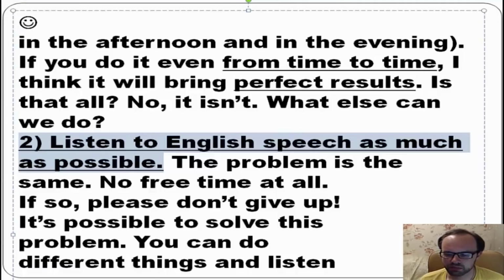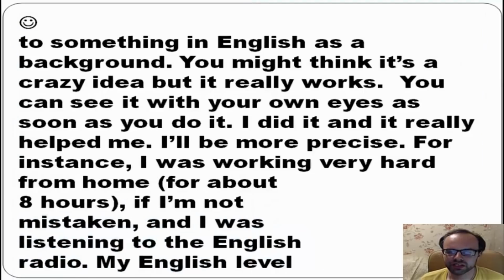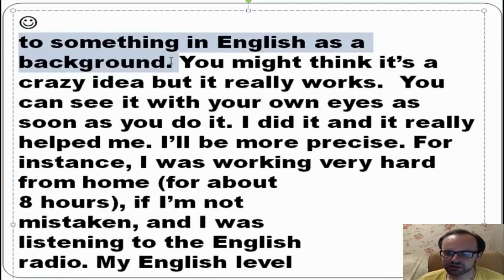The problem is the same, okay? No free time at all. If so, please don't give up. Don't stop. Don't panic. Don't feel depressed. Don't think that it isn't for you. Don't think it's impossible. Really, it's possible to solve this problem, or to find a solution to this problem. You can do different things and listen to something in English as a background.